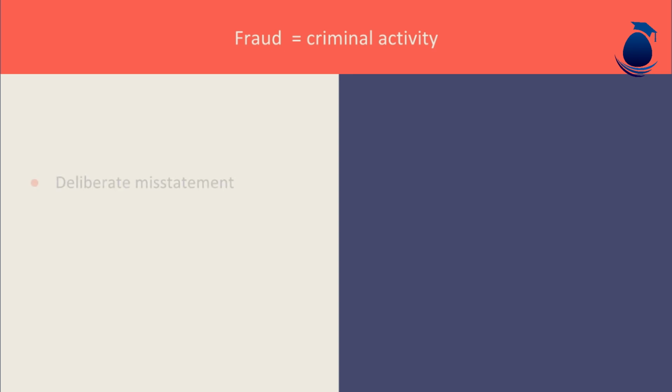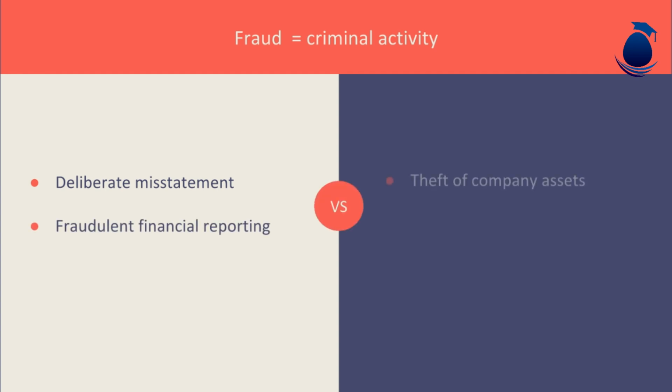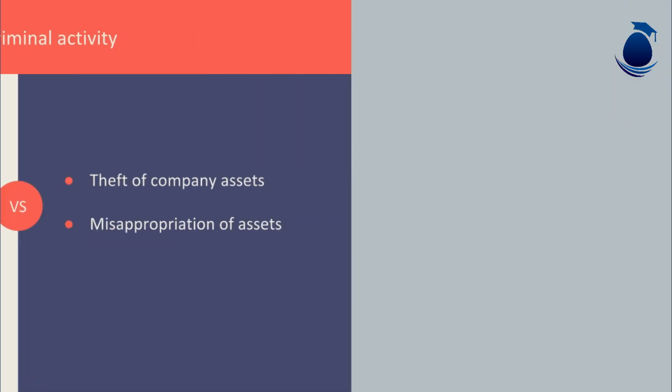One is where there is a deliberate misstatement in the financial statements. This is known as fraudulent financial reporting. The other is the theft of company assets, or misappropriation of assets.